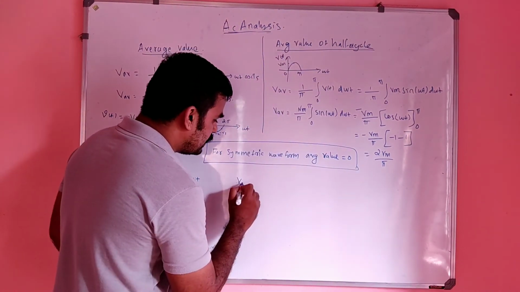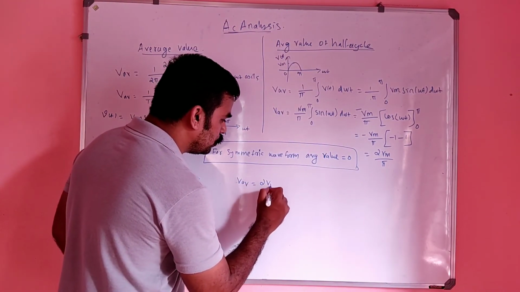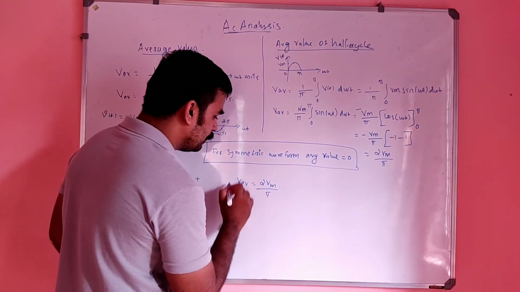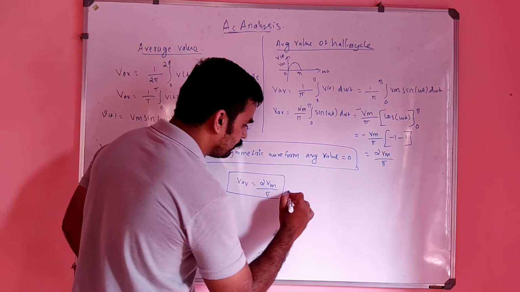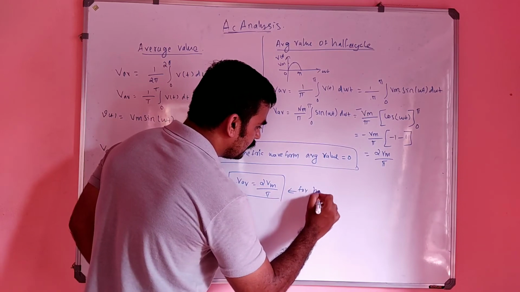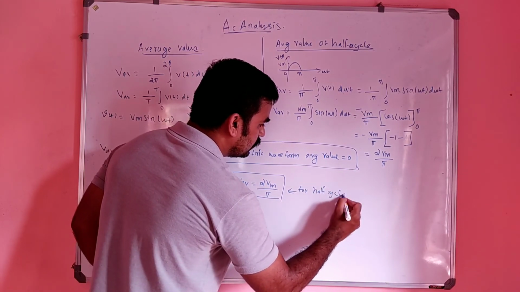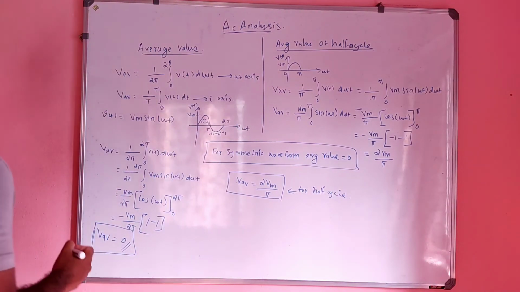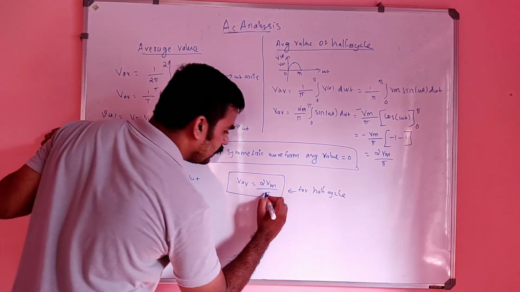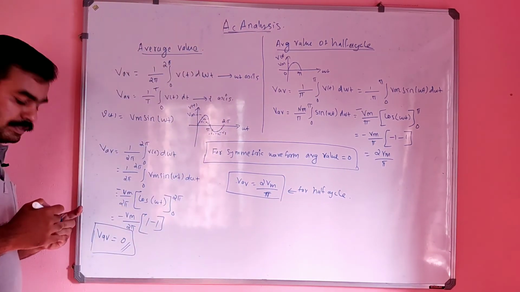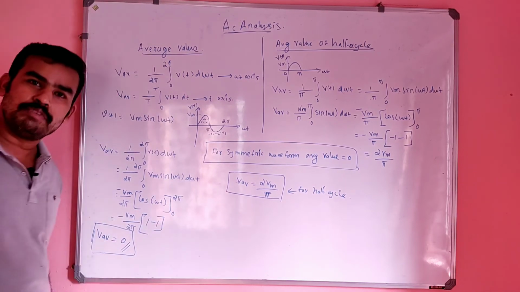So V average will be equal to 2 Vm by pi for what? For a half cycle. This is the equation. So for a half cycle of an AC waveform, the average value will be equal to 2 Vm by pi.